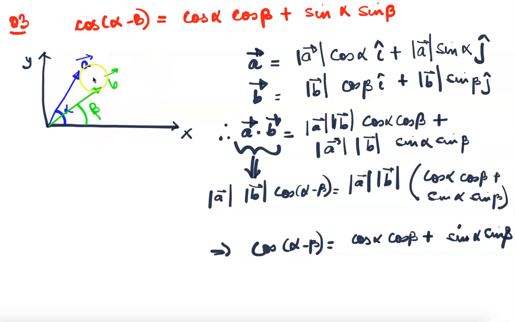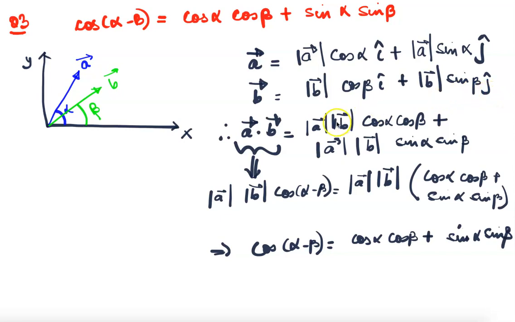I can represent A as its component across x and its component across y. So we can say the A vector is magnitude of A cos alpha, which is the component along x, i cap, plus A sin alpha, which is the component along y, j cap. Similarly, B vector has its component along the x-axis, which is magnitude of B cos beta i hat, plus the component along the y-axis, which is magnitude times sin beta along the unit vector j.